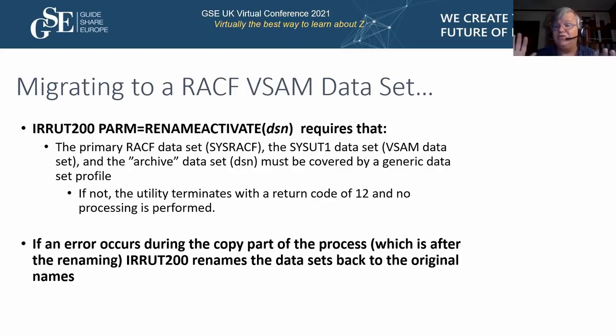Otherwise, the utility will do a return code 12 and refuse to do anything. So we check that first. Discrete profiles there, we continue. No discrete profiles, we stop. If during this processing we get an error of some type, let's say the copy fails because there's not enough space in the output data set, we will go back and rename things back to where they were when we started.